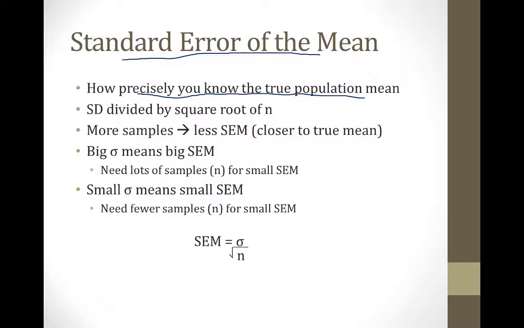The standard error of the mean is equal to the standard deviation of our sample set divided by the square root of the number of samples. What this means is that the more samples we take, the less standard error of the mean is, the closer we are to the true mean. And this should make sense to you.